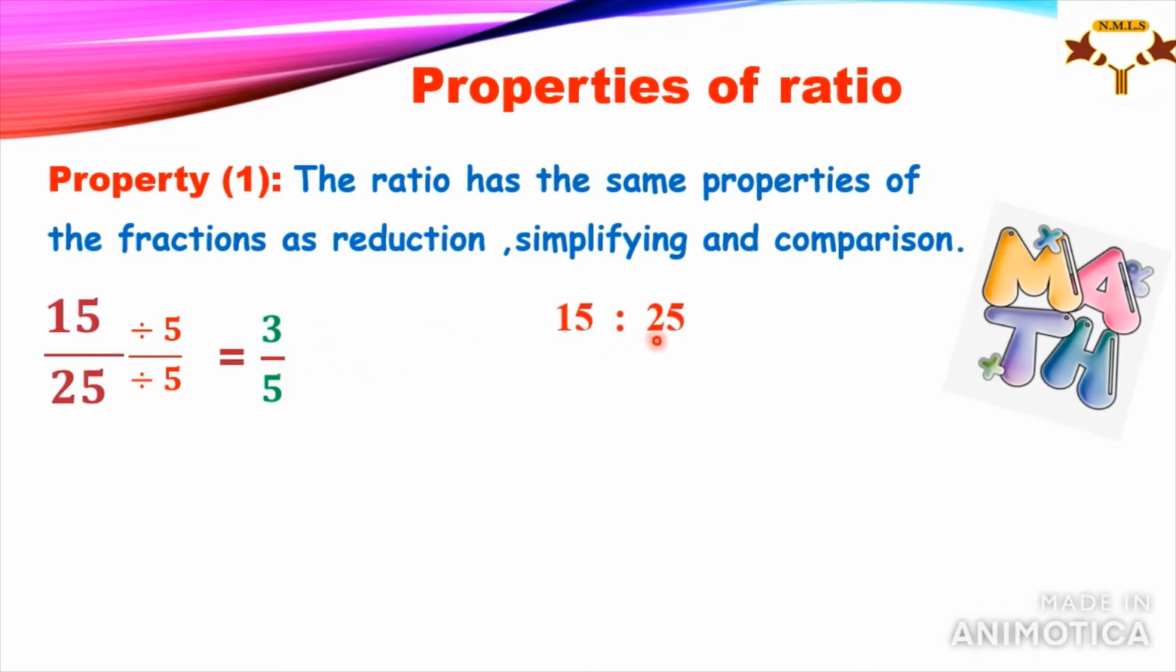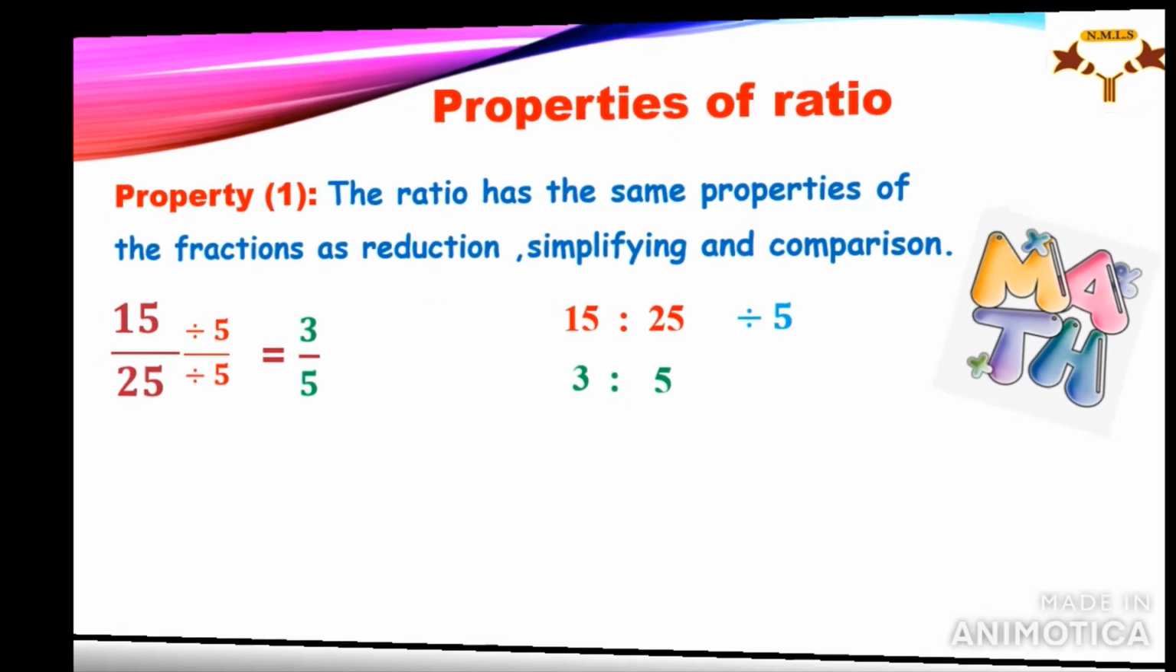Also, the ratio can be simplified, as we will see here. I will divide both terms by 5. So 15 divided by 5 will be 3 and 25 divided by 5 will be 5. So 3 to 5 is the simplest form of this ratio.